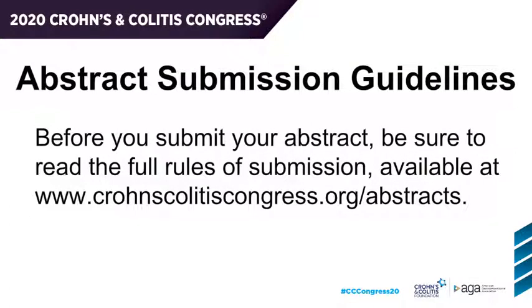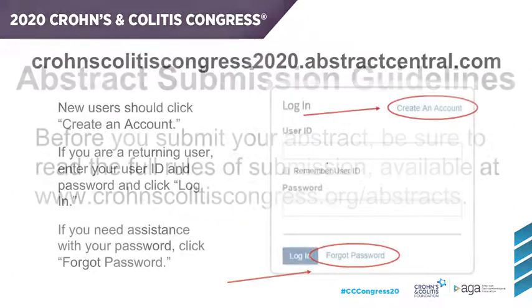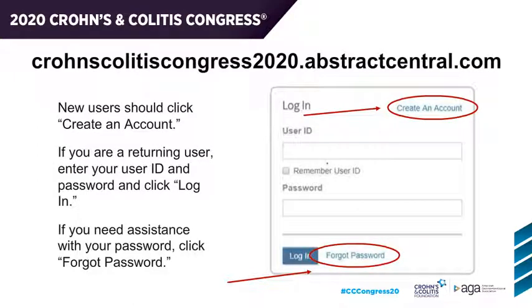Before you submit your abstract, please be sure to read the full rules of submission and abstract formatting instructions available at CrohnsColitisCongress.org/abstracts. When you are ready to submit your abstract, visit the submission site located at CrohnsColitisCongress2020.abstractcentral.com. If you are a first-time submitter, click the Create an Account link. If you are a returning user, log in with your user ID and password. For password assistance, click the Forgot Password link.